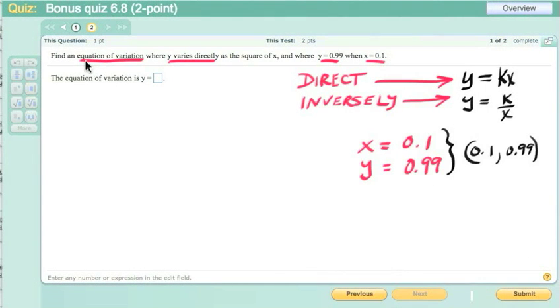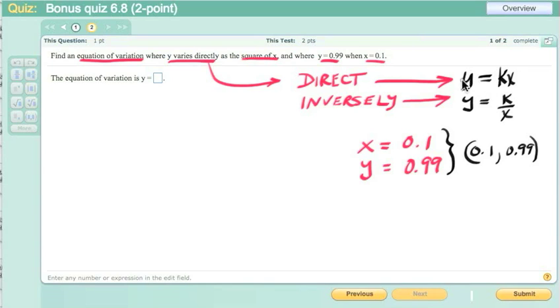So let me do a close reading of this problem. It says to find an equation of variation. And that's what they want. Find the equation of variation and type that in here, where y varies directly as the square of x, and where this ordered pair satisfies the equation. And so I've written these two values as an ordered pair right here. And so, depending upon the problem, you either get direct variation or inverse variation. I got direct variation, and so we're looking at this template.